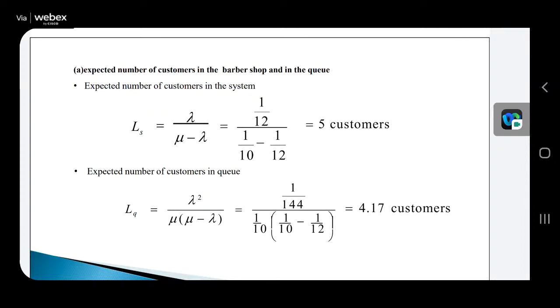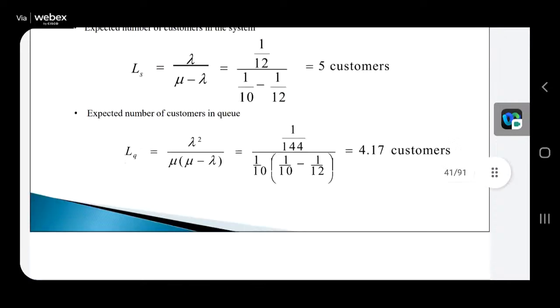So there are 5 expected customers in the system. Now the expected number of customers in the queue. How many customers are present in the queue? It is LQ, lambda square by mu into mu minus lambda. You'll be getting 4.17 customers. If you were very active in yesterday's class, with this slide you will get one definite doubt. If you did, ask at the end of the session, because I know you can take a screenshot and think of it.